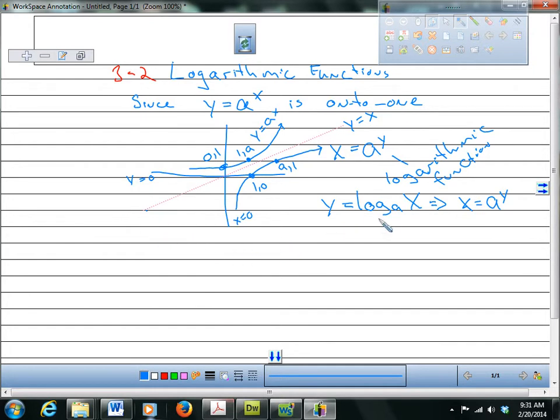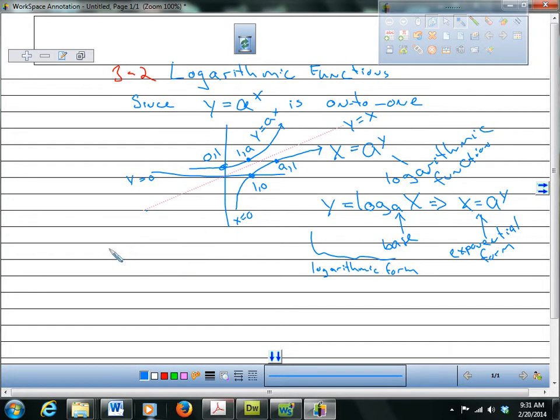So, like I said, this thing down here is called the base. This is called exponential form, and this over here is called logarithmic form. They'll be asking you to switch from logarithmic to exponential form and so on and so forth.